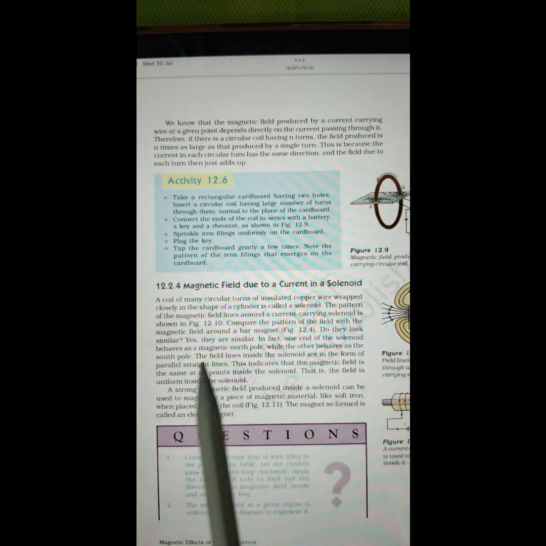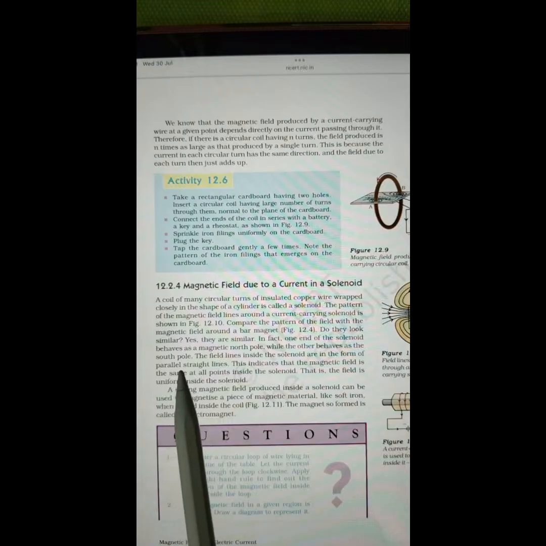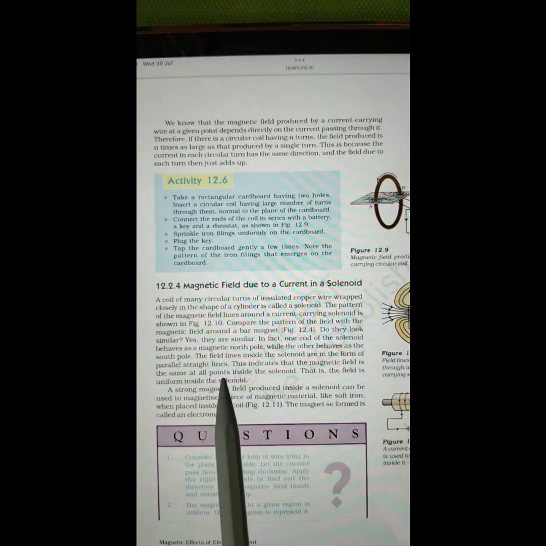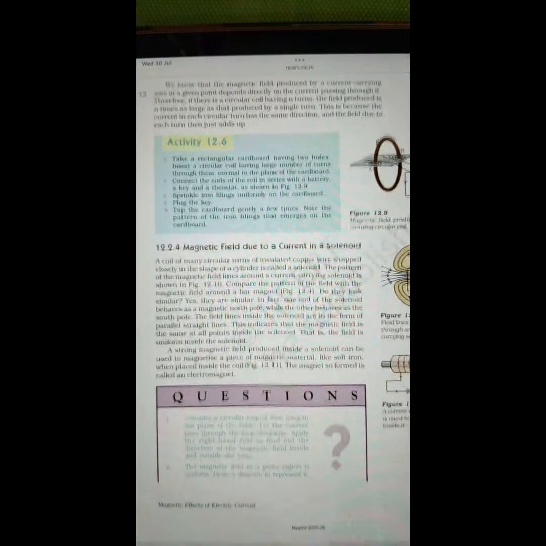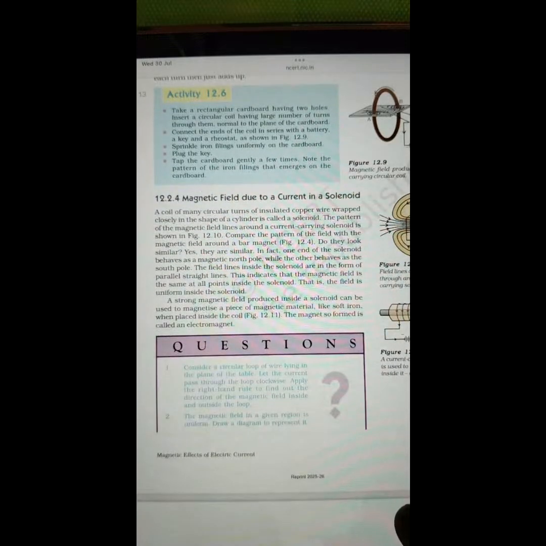In fact, one end of the solenoid behaves as a magnetic north pole while the other behaves as the south pole. The field lines inside the solenoid are in the form of parallel straight lines. This indicates that the magnetic field is the same at all the points inside the solenoid. That is, the field is uniform inside the solenoid. A strong magnetic field produced inside a solenoid can be used to magnetize a piece of magnetic material, like soft iron, when placed inside the coil. The magnet so formed is known as an electromagnet.